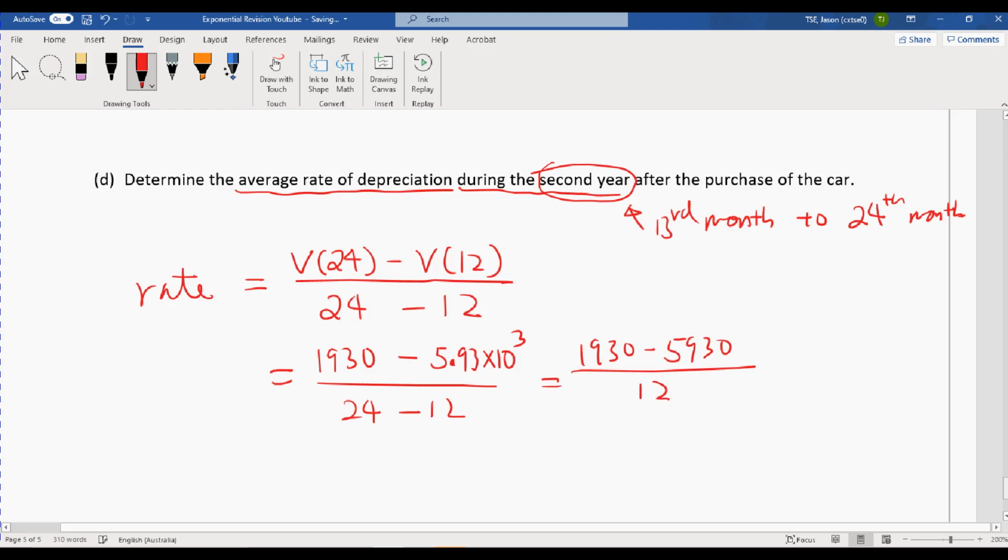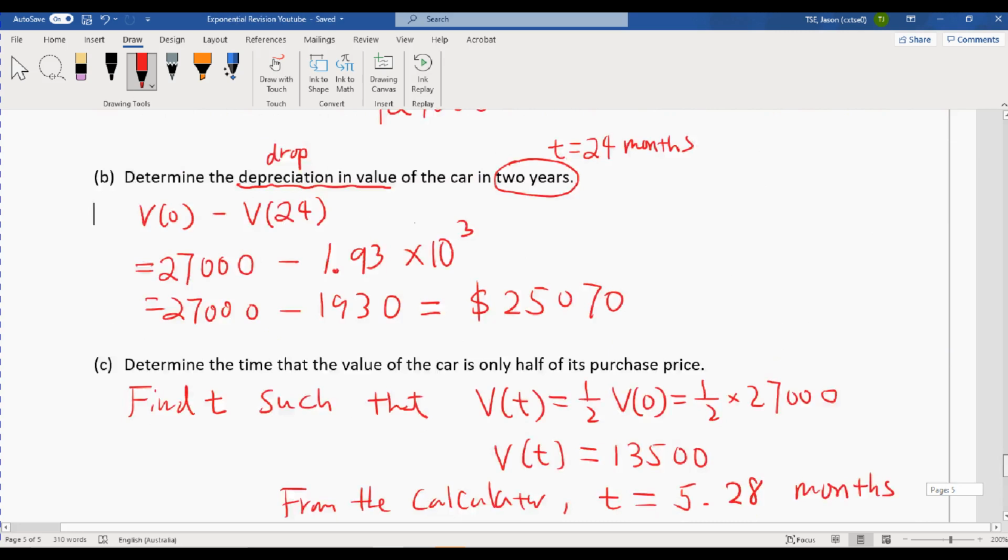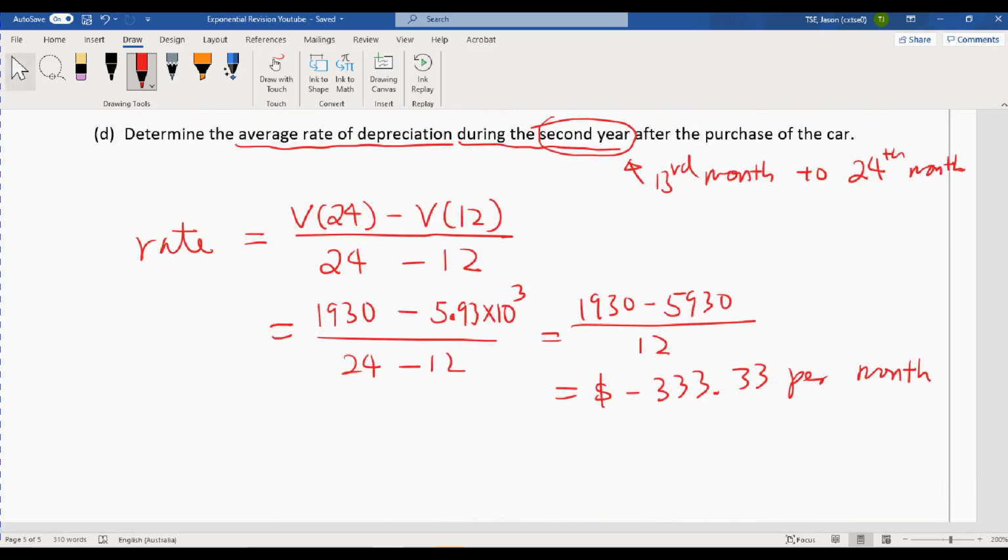Divided by 12. Okay, use your calculator. You get this one as per month. So that means every month, on average, the value dropped by $333. Okay, so that's it. This is the last question. If you still have any doubts about those solutions, you could come to see me. All right, good luck. See you later.